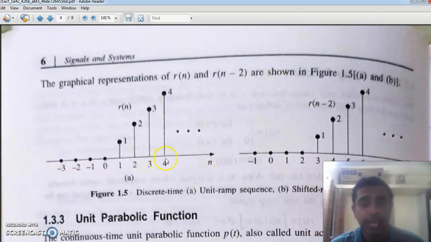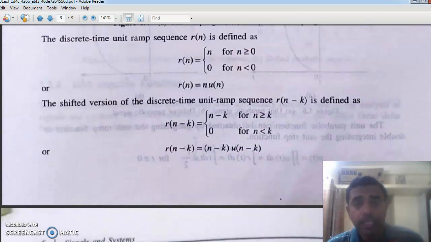The base is n here. At 0 it is 0, at 1 it is 1, at 2 it is 2, at 3 it is 3, at 4 it is 4. It goes like that. So for analog the slope was 1, but here it's not that way. That is how it moves. So you can tell that the definition, that is r of n, is n for n greater than or equal to 0, and it is 0 for n less than 0.